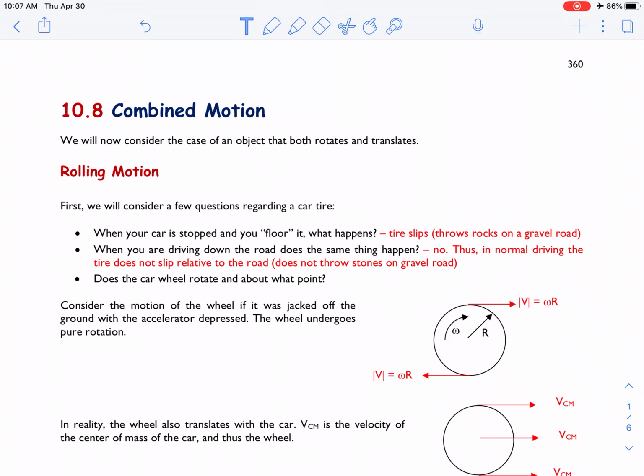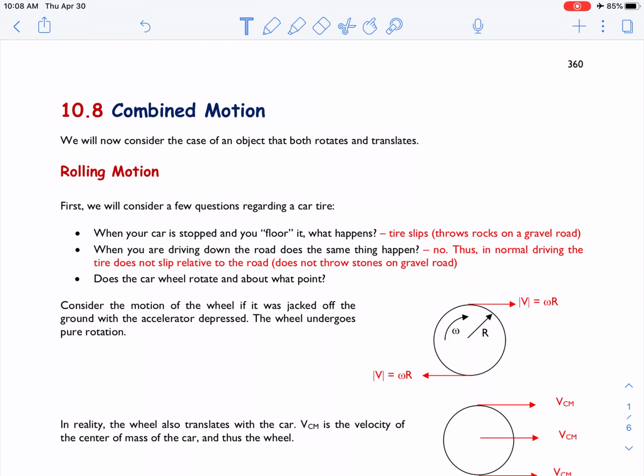And first we will ask some questions, okay? For example, when your car is stopped and you floor it, what happens then? At that moment, the tire slips, right? And if you're on a gravel road, it will throw rocks around the car. And when you're driving down the road, does the same thing happen? The answer is no. In general, if it's not really a gravel road, in a simplified case, in normal driving the tire does not slip relative to the road, and that's why it doesn't throw stones.